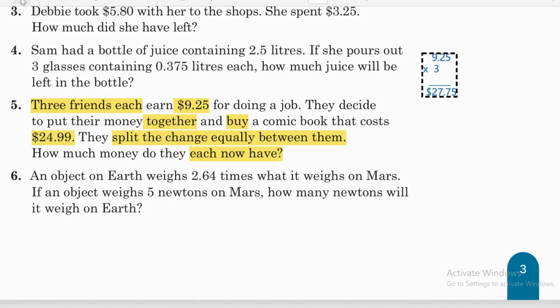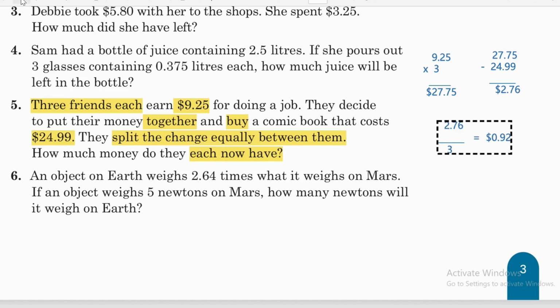Now they spent that amount, they bought a book for $24.99. So that means they are left with 2.76, and they split the change equally. How much do they each now have? So divide 2.76 by 3. 3 nines are 27 and 3 twos are 6. So this is the answer we get: $0.92.